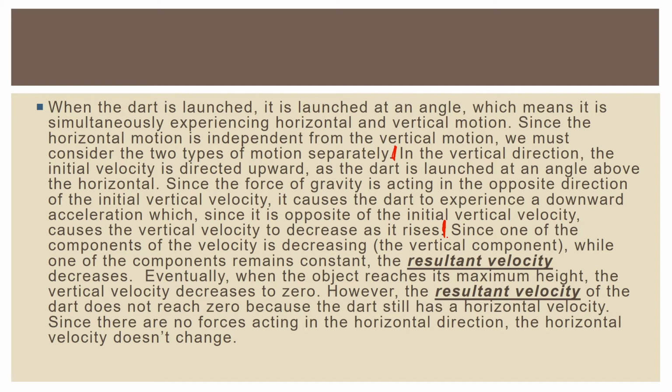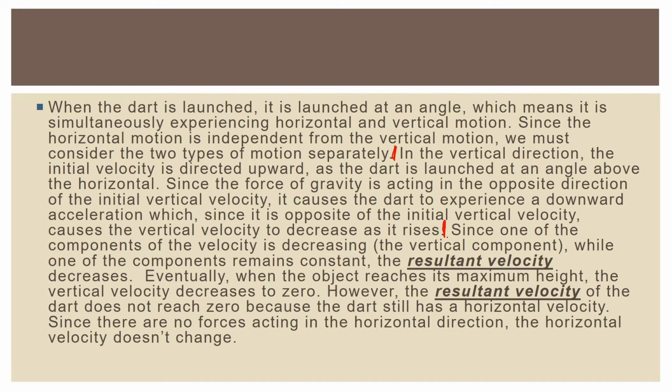However, the resultant velocity of the dart does not reach 0 because the dart still has a horizontal velocity. Since there are no forces acting in the horizontal direction, the horizontal velocity does not change. So the key detail here is that the total velocity or resultant velocity decreases because the vertical velocity is decreasing. It doesn't completely stop once it reaches its maximum height because it's still moving sideways, because it still has a horizontal component of that velocity.